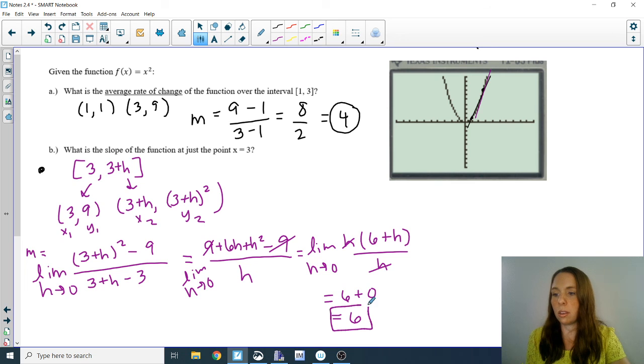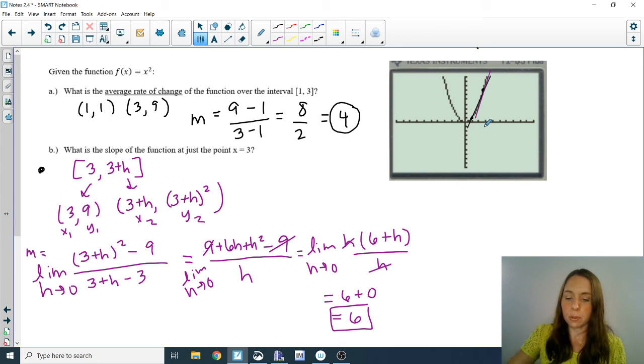Yay. And so that purple line that I was trying to draw on the graph there has a slope of 6. Okay? As usual, I hope this was helpful, and let me know if you have questions.